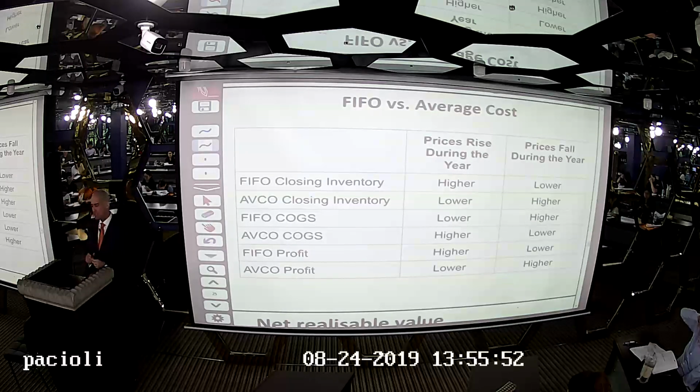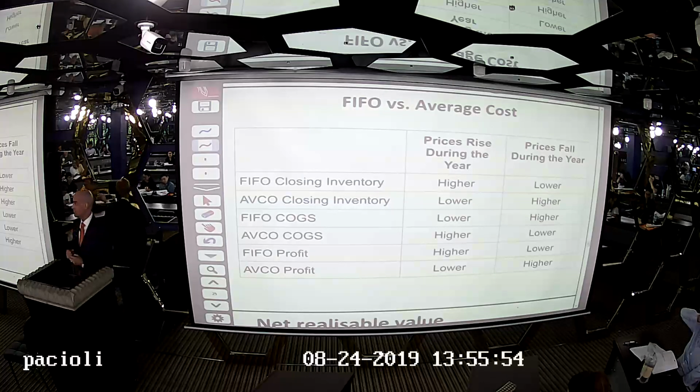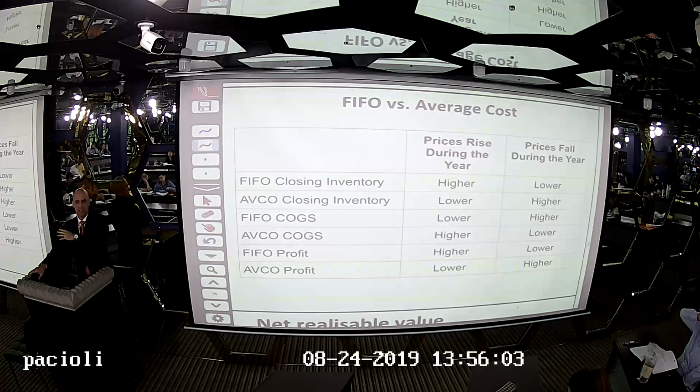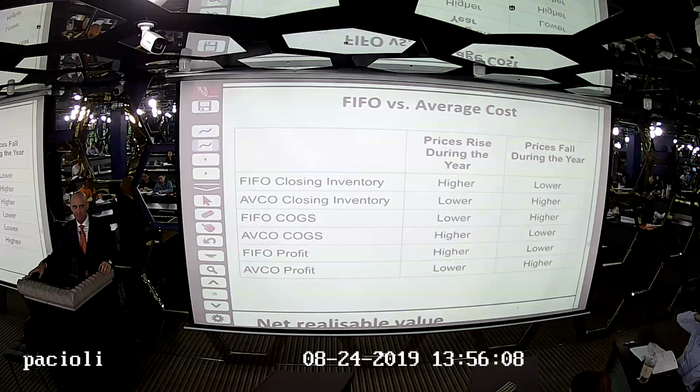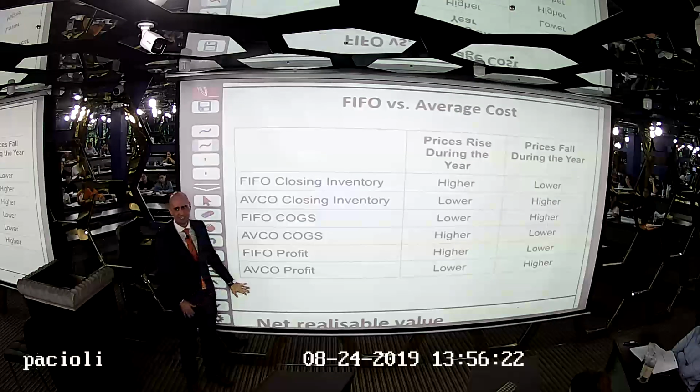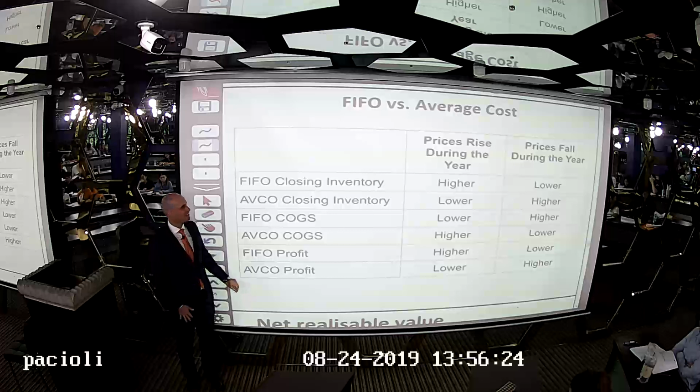There is often on your exam a question about this table. And you remember I said that when prices are going up, the cost of goods sold for average cost is going to be higher. When prices go down, the cost of goods sold for average cost is going to be lower. And the opposite with FIFO. If you can't remember that or you don't understand that, well, here is the table for you. So you can memorize this table.